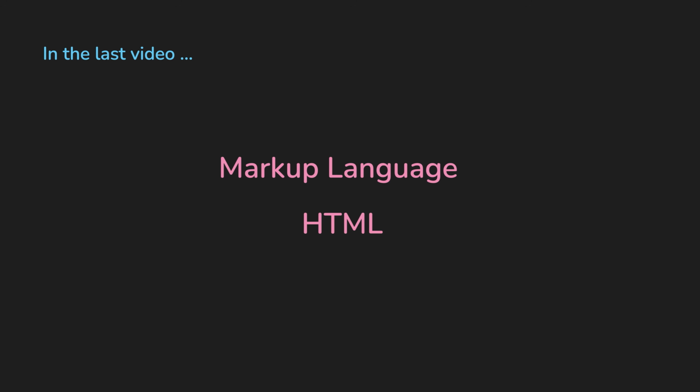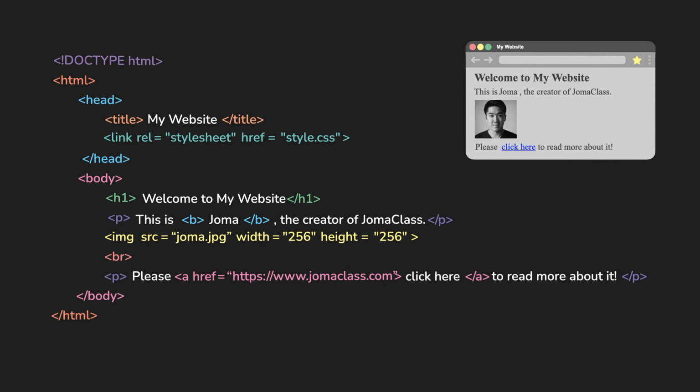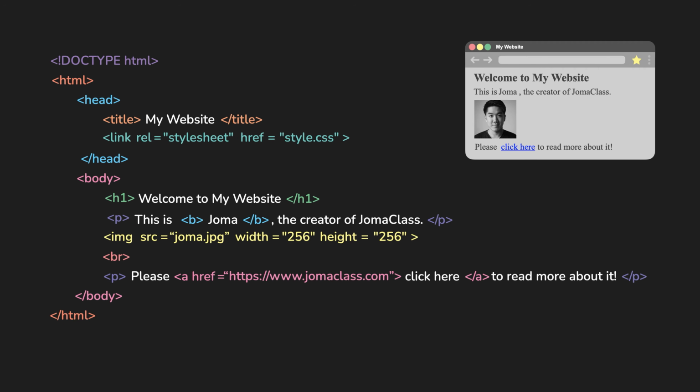In the last video, we talked about what a markup language is and what HTML is made of. In this video, we'll be talking about the document object model. Let's first take a look at the HTML code from the last video.